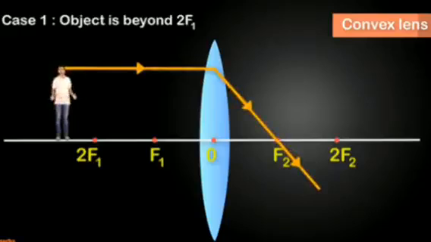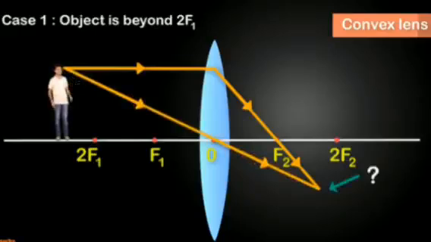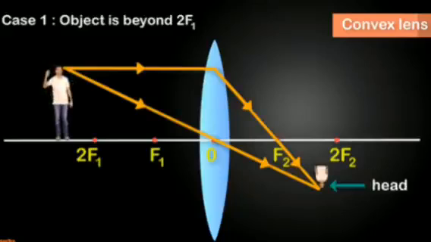For the second ray, let's use rule 2. The ray which passes through the optical center goes straight through, undeviated. So what does the intersection of these two light rays represent? That's right, the image. It's the image of my head, the top of the object, because we considered the light rays from the top of the object.